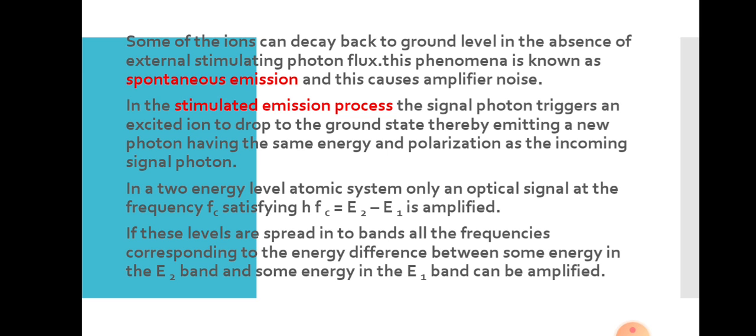In a two energy level atomic system, only an optical signal at the frequency Fc satisfying hFc equal to E2 minus E1 is amplified. So in the case of the erbium doped fiber amplifier, instead of using energy levels, we are considering an energy band. That means if these levels are spread into bands, all the frequencies corresponding to the energy difference between some energy in the E2 band and some energy in the E1 band can be amplified. This is the process of amplification that takes place in the erbium doped fiber amplifier.